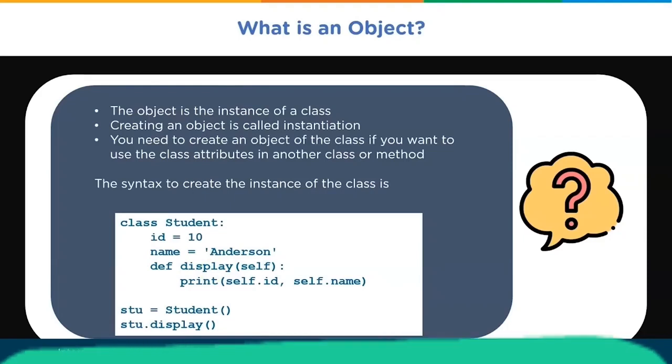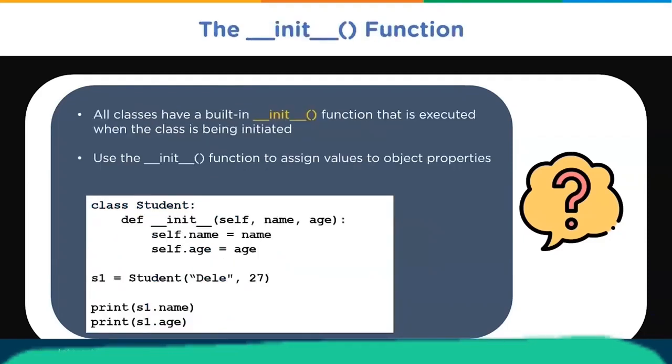Now moving ahead, let's understand the initialization or init method in a Python class. The init method is similar to constructors in C++ and Java. All classes in Python have an init function. It is always executed when the class is being initiated. You can use the init function to assign values to object properties or other operations that are necessary to do when the object has been created. So the init function is called automatically every time the class is being used to create a new object.